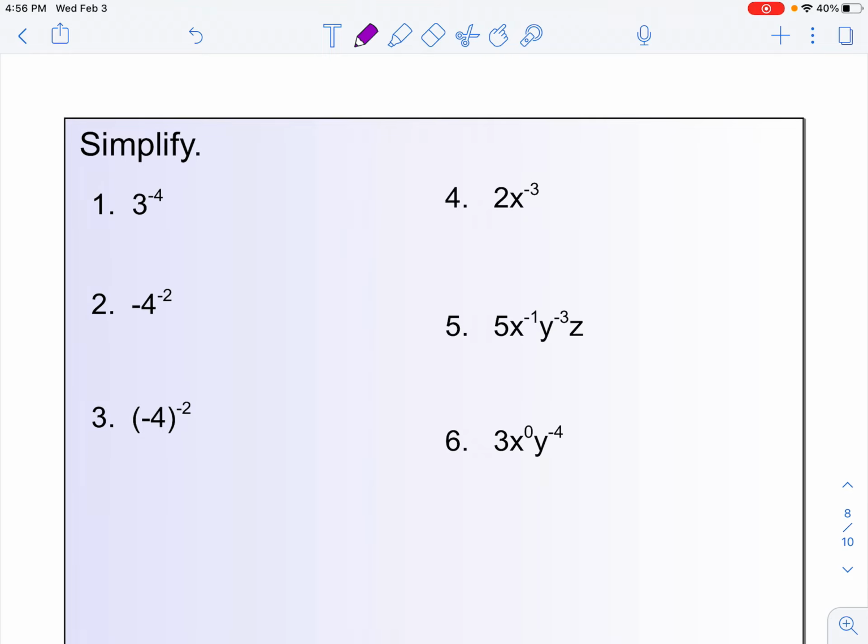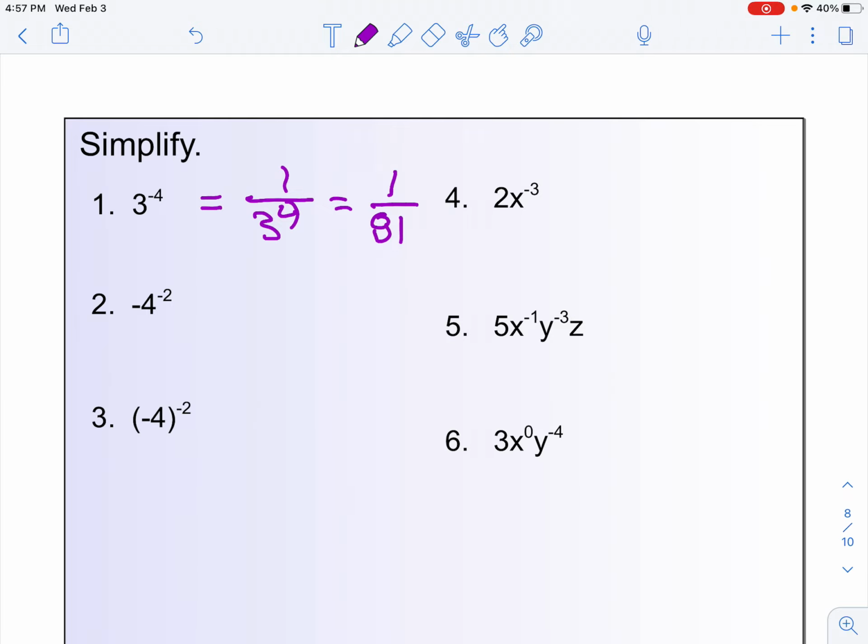All right, so I'm going to work through a few of these and I'm going to have you try a few of these as we go through this lesson. So 3 to the negative 4 power. Not multiplying by 3 4 times, we're dividing by 3 4 times. So that becomes 1 over 3 to the 4th power. Well, 3 to the 4th power is 3 times 3 times 3 times 3, so that's 1 over 81.